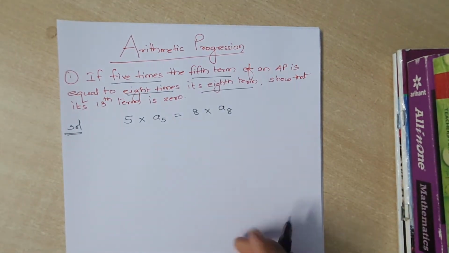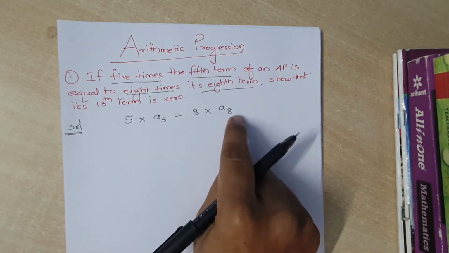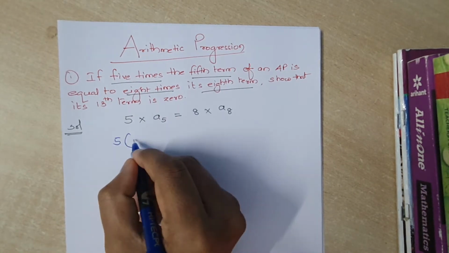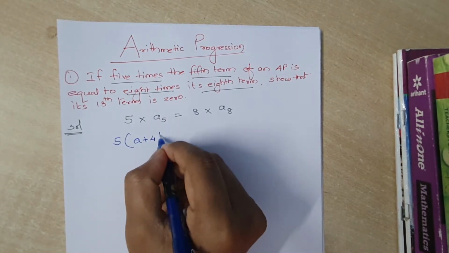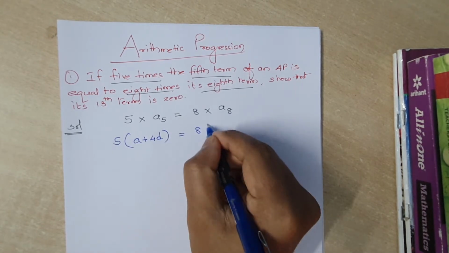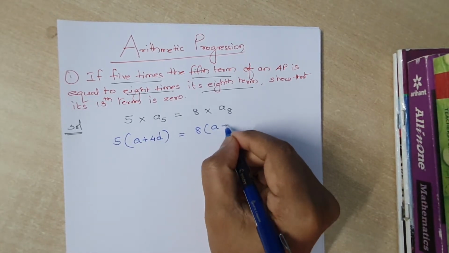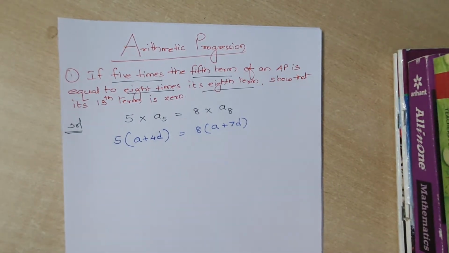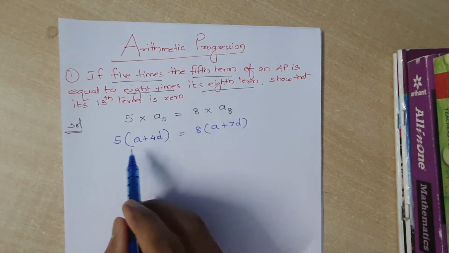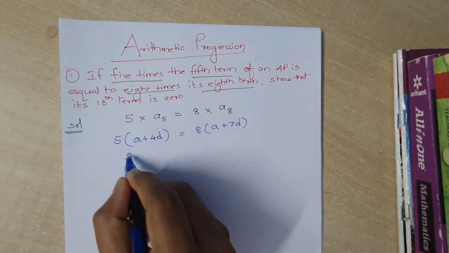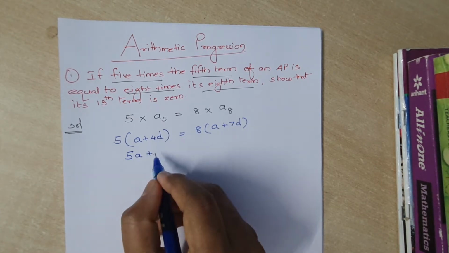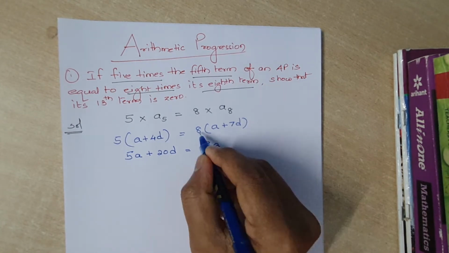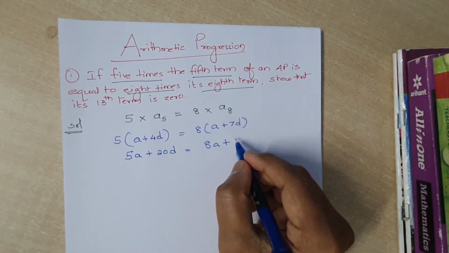Now we have to expand A5 and A8. You know how to expand. So 5 into (A plus 4D) is equal to 8 into (A plus 7D). Now open the bracket. 5 into A, 5A, plus 5 into 4, 20D, is equal to 8 into A, 8A, plus 8 into 7D, that means 56D.